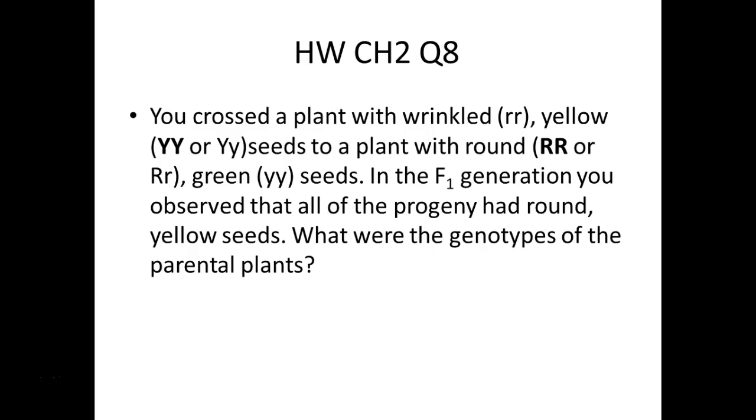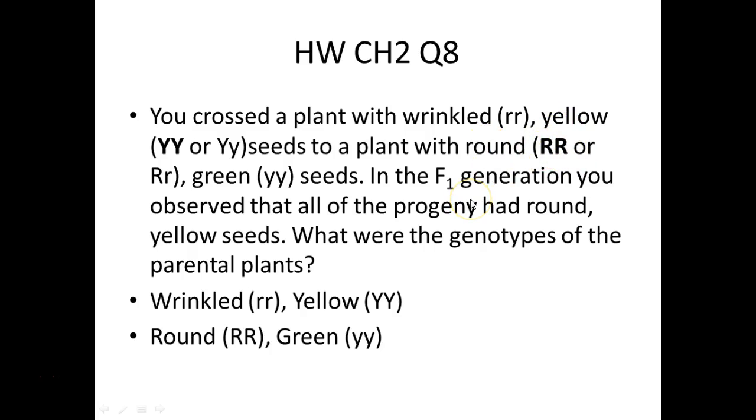Okay, good question. So the first parent, we know wrinkled, because that's recessive, is homozygous recessive. Based on the information we were given that all of the kids are yellow, then we know that this parent has to be homozygous, not heterozygous, for the dominant trait. And then for the next parent, as we said, it's round, homozygous for the dominant trait. And because it has the recessive trait, we know it's YY.